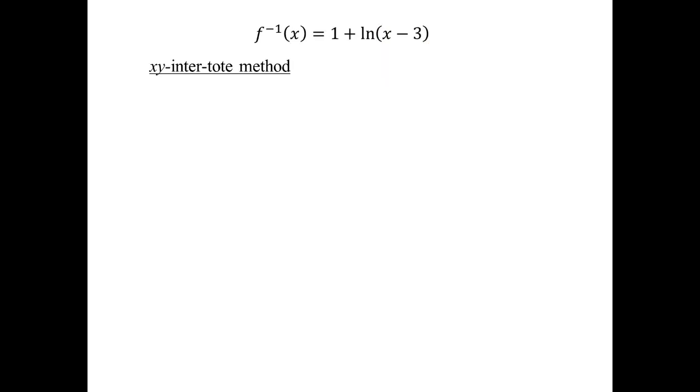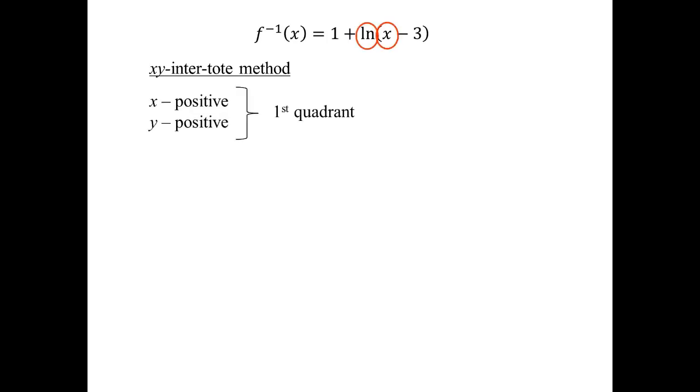Now, we are going to sketch the inverse logarithmic function, using the x-y method. Observe the logarithmic function. If x is positive and y is positive, this means that we have to sketch the function starting from the first quadrant. Note that a logarithmic function has an x-intercept. So we have to find the x-intercept.